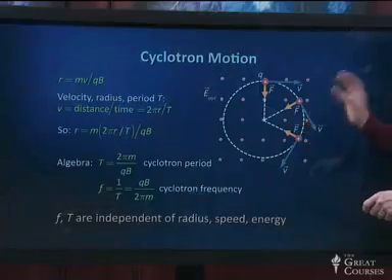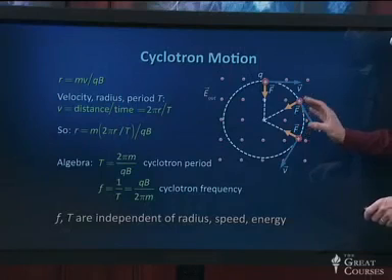You put a particle with a given charge and mass in a magnetic field, and it's going to undergo circular motion, and the period and frequency of that motion do not depend on anything but the properties of the particle and the strength of the magnetic field. So that's cyclotron motion. Remarkable, simple idea there.